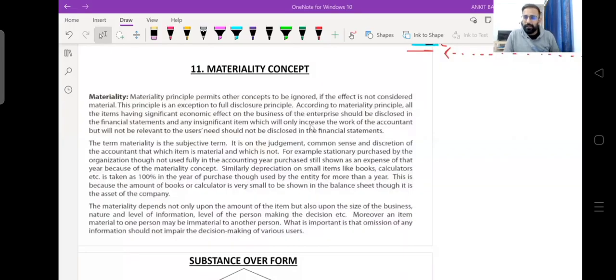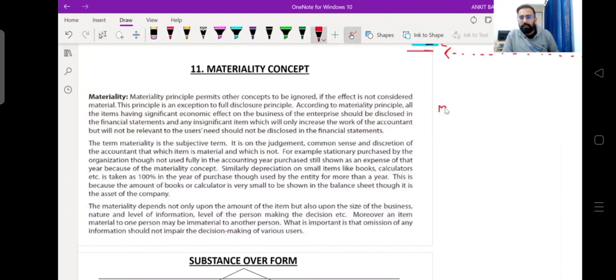We have covered 10 accounting concepts, and now we will start a new accounting concept. Today we will be discussing the materiality concept. You might have heard about it. Quickly, I will give you the idea first, and then we will discuss an example. The materiality concept says that we should record only material transactions in the books of accounts.